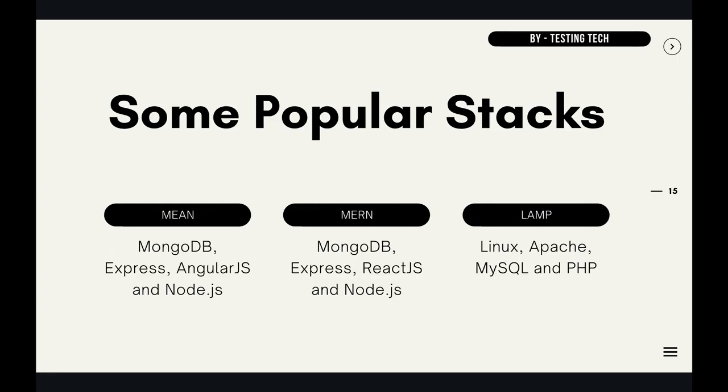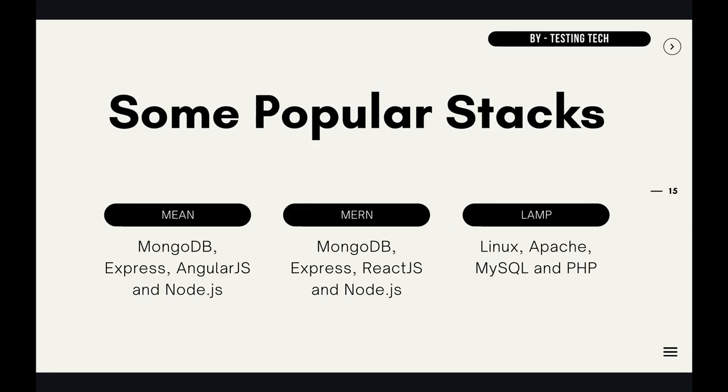Coming to LAMP. LAMP is a widely used model for web service stacks. Its name LAMP is an acronym of four open source components. L stands for Linux, an open source operating system. A for Apache, widely used web server software. M stands for MySQL, a popular open source database. P stands for PHP, a server-side open source scripting language.